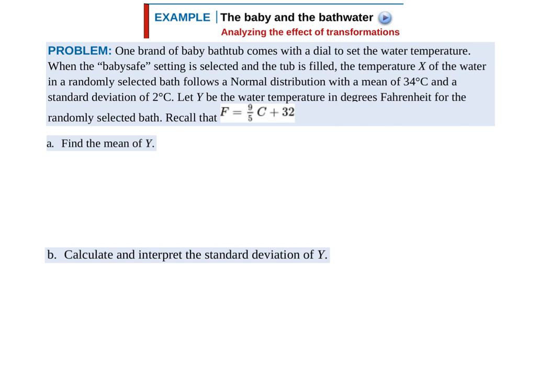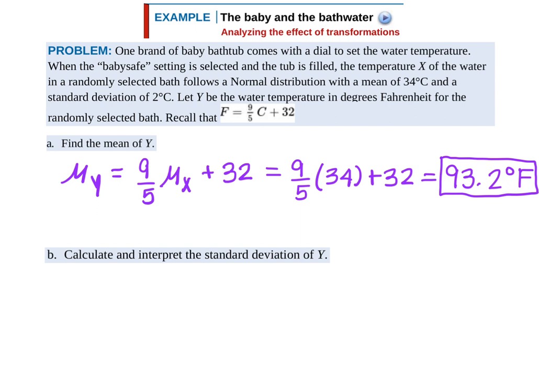So let's first find the mean of Y. In order to find the mean of Y, I'm going to multiply the mean of X by 9/5 and add 32, which is a transformation of that equation. So 34 Celsius is my mean, and in order to translate it to Y, multiply by 9/5, add 32, and I get 93.2 degrees Fahrenheit. So that is the mean in terms of Fahrenheit.